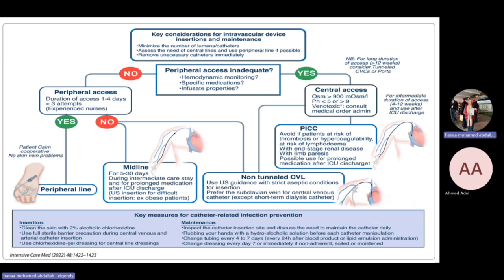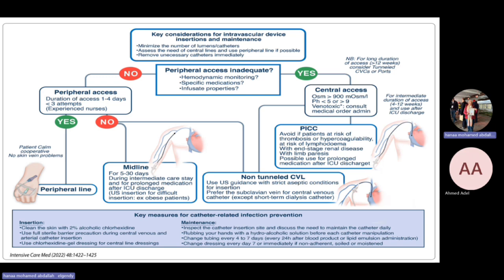If we have to insert central access, we can insert a tunneled central line. If we can use the tunneled central line, it's better to be used if the patient has a prolonged ICU stay and there is recurrent infection from the central line. So use the tunneled central venous catheter, or use what's called a PICC, the peripherally inserted central catheter.